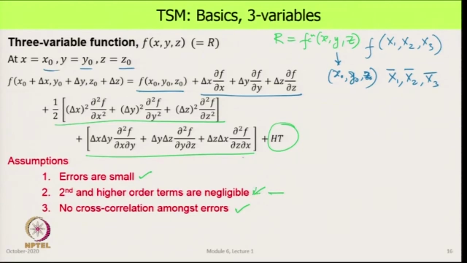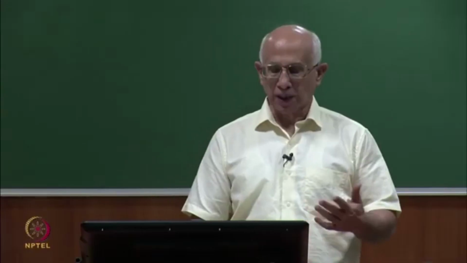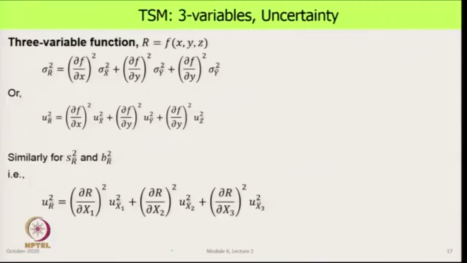So, this does not mean that this part is negligible. This we are neglecting because of assumption number 3. This and this we are neglecting because of assumption number 2. So, again we are restricting ourselves that there are no cross correlations amongst the errors or the measurements. And then you go through the same statistics on it, you will get this expression.